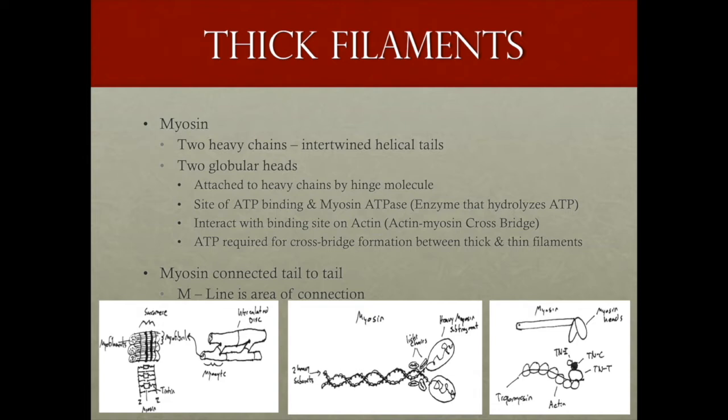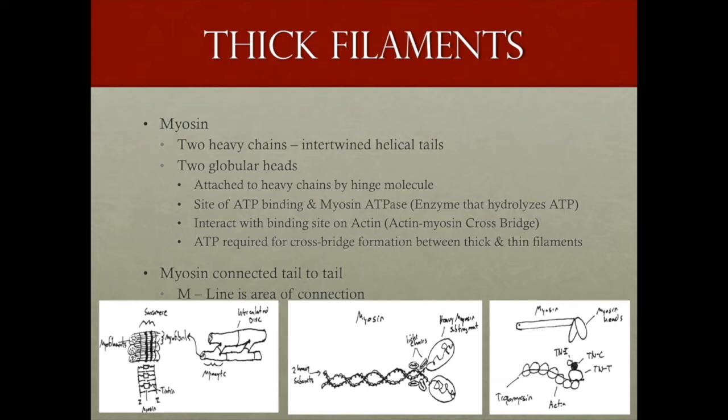Thick filaments, or myosin, is made of 2 heavy chains which are intertwined helical tails, and they are positioned end to end, and their meeting point is what is called the M-line histologically. It is the area of myosin tail connection. On the distal ends, there are 2 globular heads. They are attached to the heavy chains by hinge molecules.